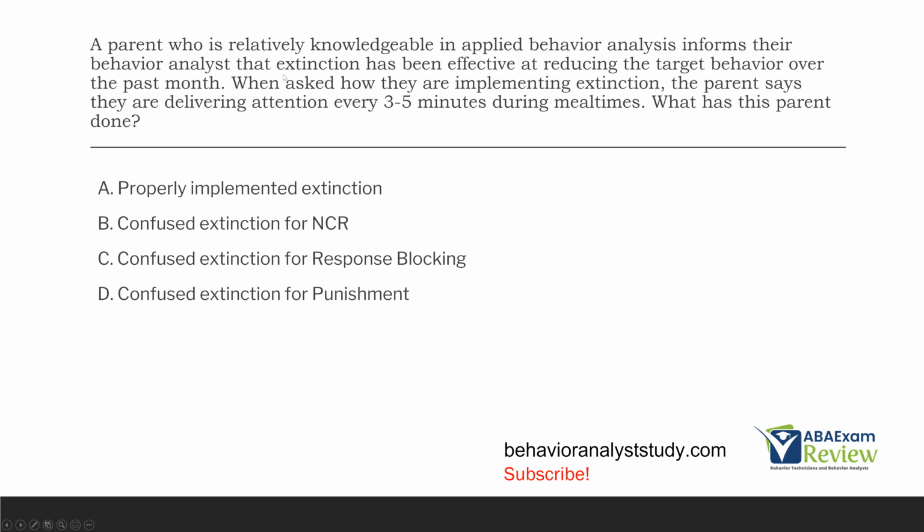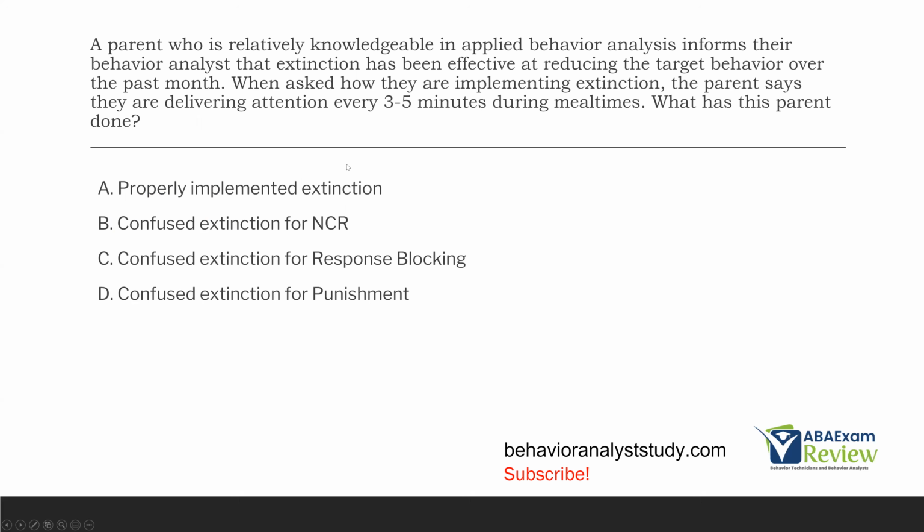Remember, we're always doing all our work in the question. We don't jump to the answers. So the parent claims that extinction has reduced the target behavior. But when asked how they implement extinction, the parent says they're delivering attention every 3 to 5 minutes. Well, if you're delivering reinforcement, in this case attention, on a schedule, what is that considered? Well, that's non-contingent reinforcement. So what mistake has the parent made?